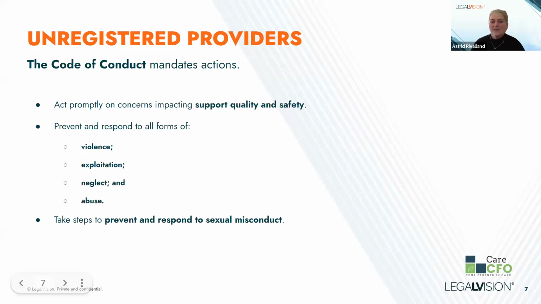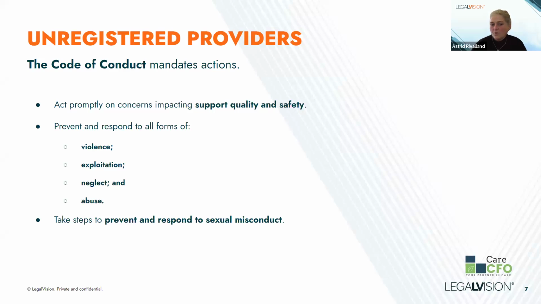Unregistered providers. Technically, unregistered providers do not have to follow the rules, and they do not have any mandatory reporting obligations set out by the rules. However, there is a code of conduct, and the code of conduct says that any unregistered provider has to make sure that they take steps to act on concerns about any matters that may impact on the quality and safety of supports that are provided to a person with disability. And they must take all reasonable steps to prevent and respond to all forms of violence, exploitation, neglect, and abuse of people with disability, as well as to prevent and respond to sexual misconduct.